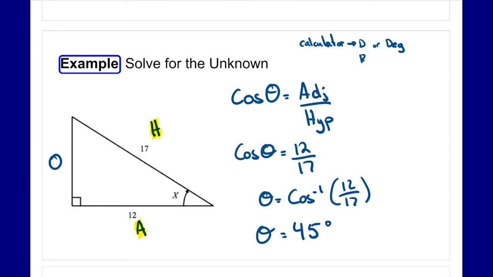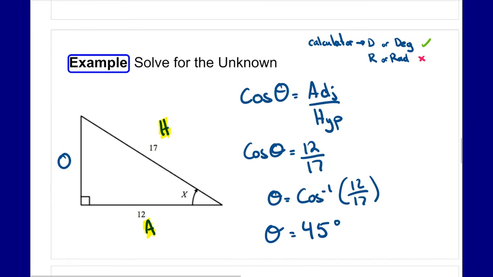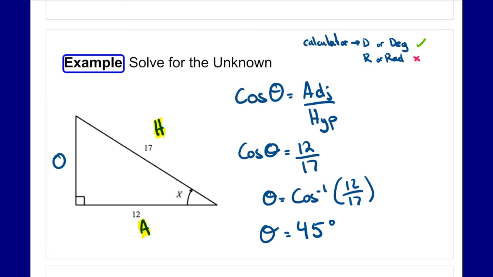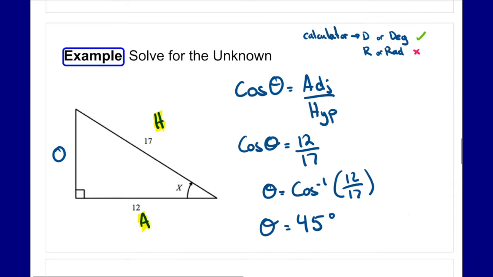You might see something like R or rads or radians. We don't want those. We want to make sure that our calculator is in degrees, not radians. Otherwise, you will get a different answer. Essentially, it's just a different measurement. It still means the same thing, it's just a different measurement. But we're going to stick with degrees.